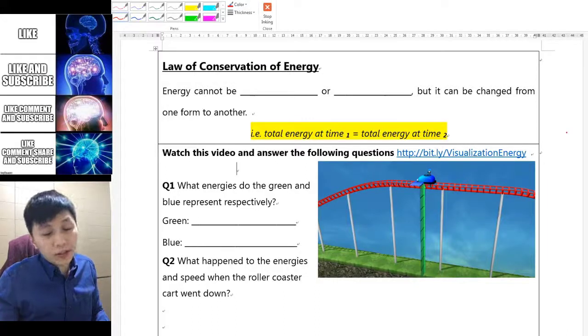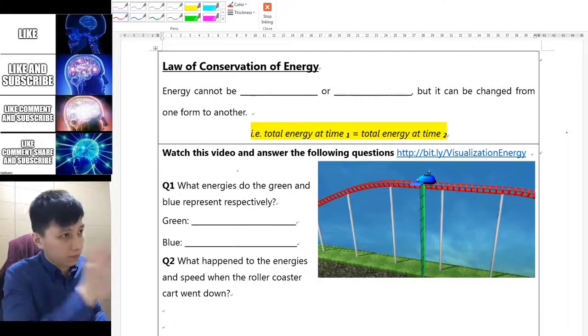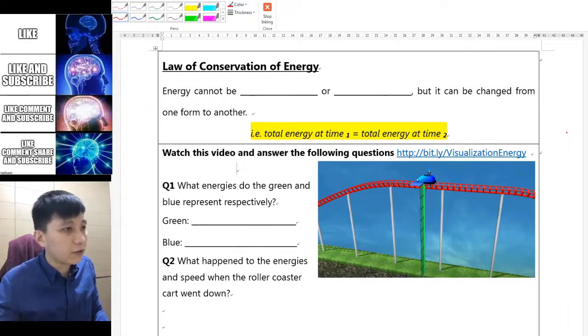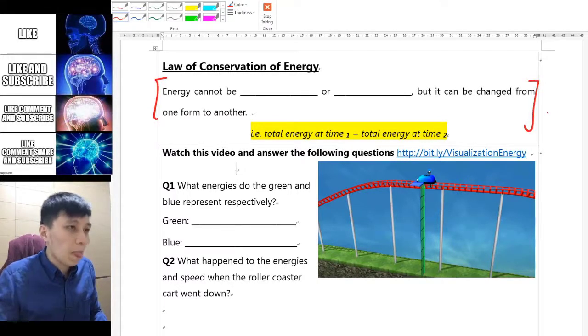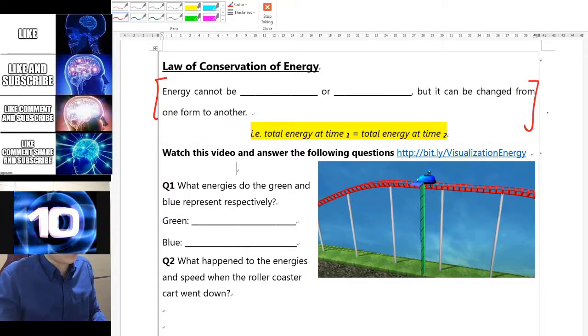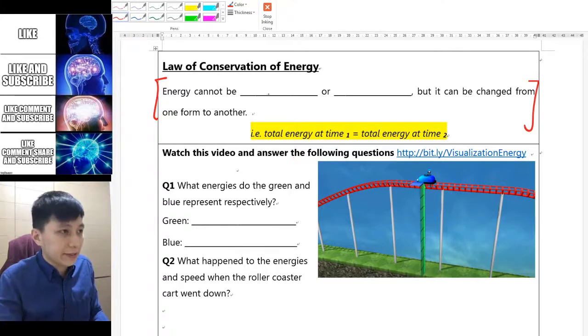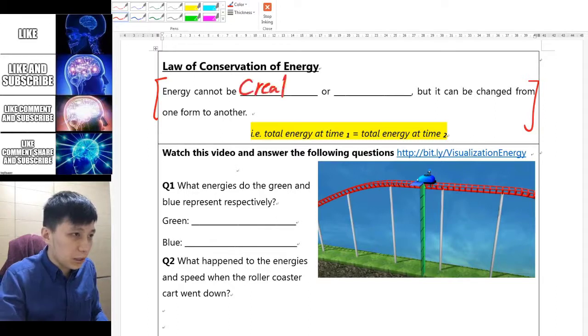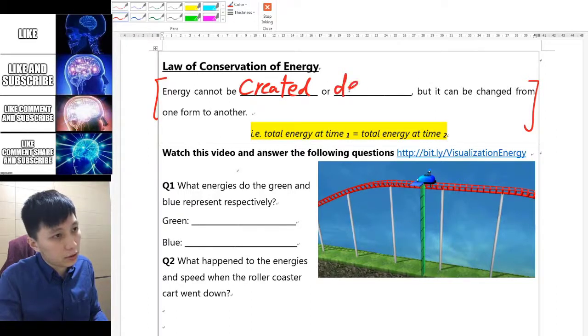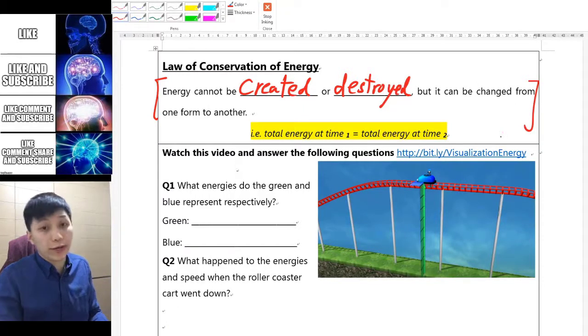The most important idea in this chapter is the law of conservation of energy. This is the statement of the law, and I give you 10 seconds to think about what we should fill in here. The statement is: energy cannot be created or destroyed, but it can be changed from one form to another.